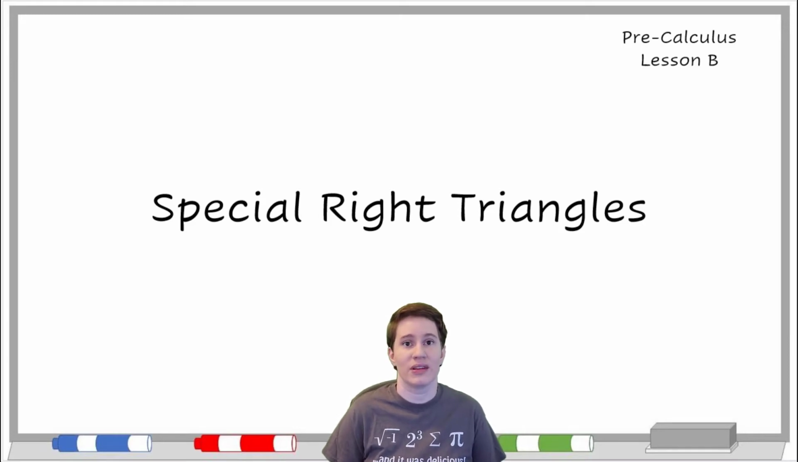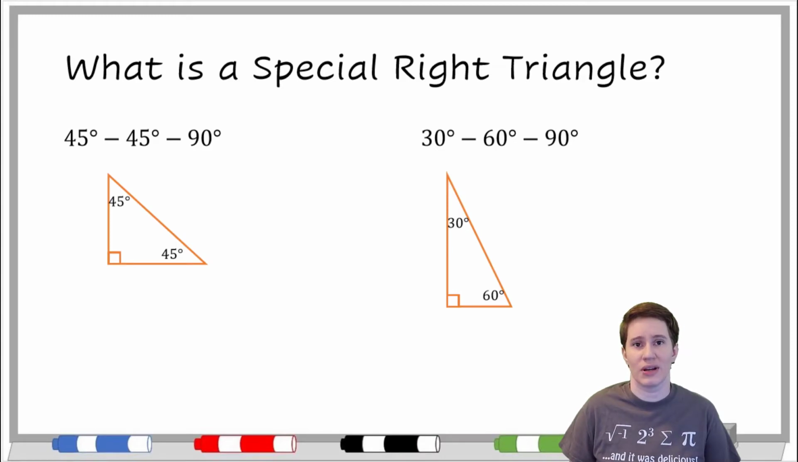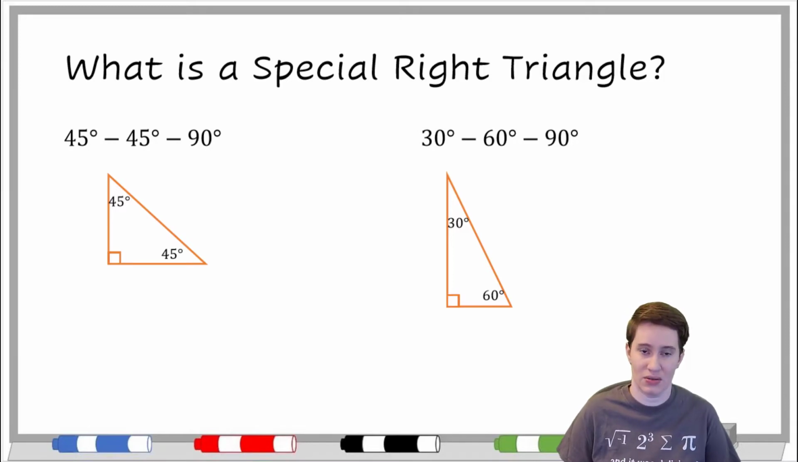But anyway, this is special right triangles. The first thing that we might want to ask ourselves is, what is a special right triangle? There are two kinds of triangles that we end up, for whatever reason in math, caring more about than any other kind of right triangle. And that is a triangle that has two 45-degree angles as well as a right angle, and then a triangle that has a 30-degree angle, a 60-degree angle, and a 90-degree angle.